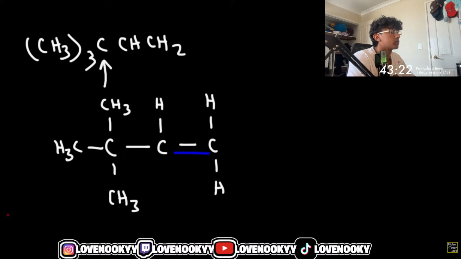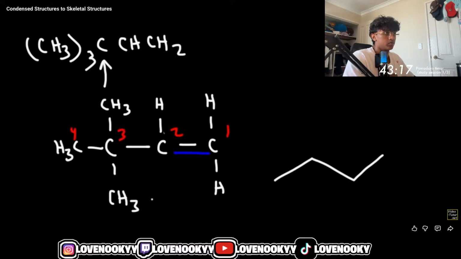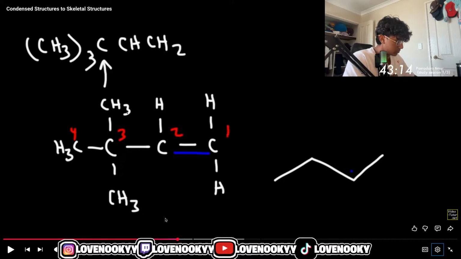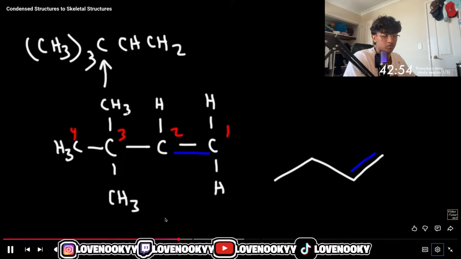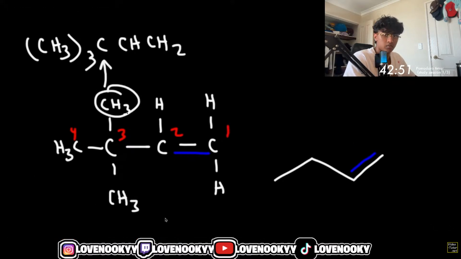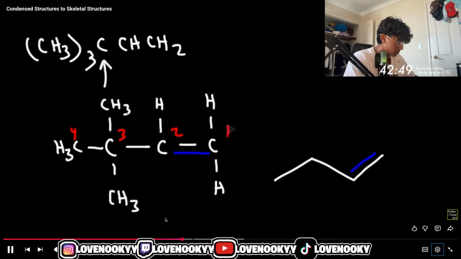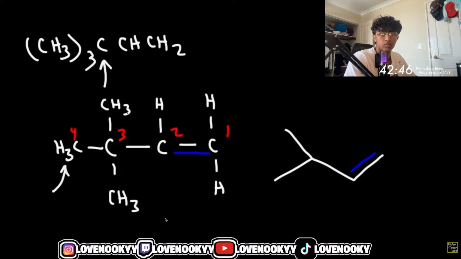So now let's convert this into a line structure. So let's identify the longest chain, which is 4 carbons. So 2, 3, 4. We have a double bond between carbons 1 and 2, and on carbon 3 we have 2 methyl groups. We've already incorporated that one. So we can show the 2 methyl groups like this.